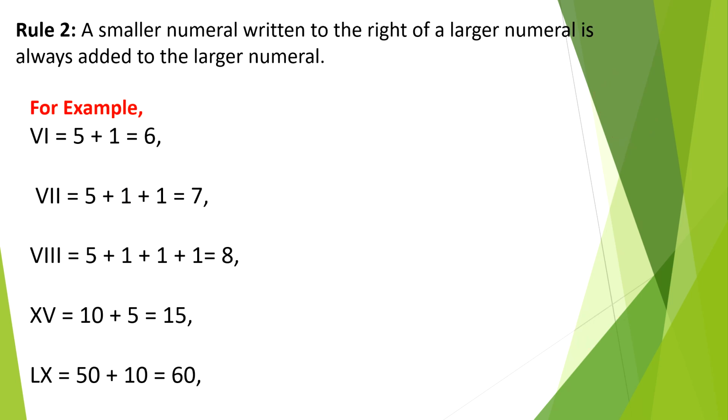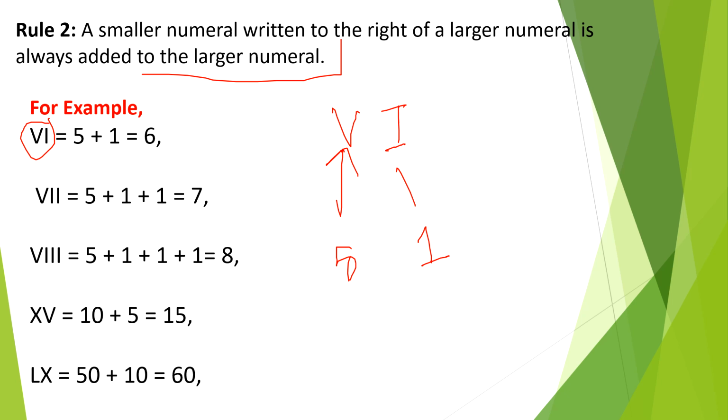Next rule is a smaller numeral written to the right of a larger numeral is always added to the larger numeral. Now, what does it mean? Look here, for example, this is V, this is I. This is 5 and this is 1. Now, 1 is to the right of a bigger number, so you will add them. This will become 6.